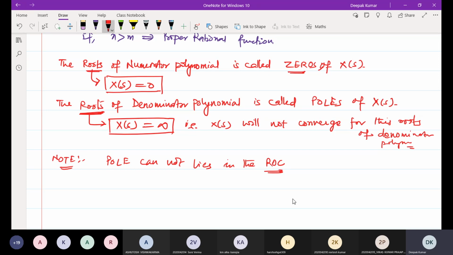So we can say the pole will not lie in the region of convergence, because the region of convergence is the region where X of s will exist, some convergent value, some existence will be there for the Laplace transform of X of s for the function. But the pole is the point where this X of s will not converge. So we can say the pole cannot lie in the region of convergence. This is a very important property of the region of convergence.